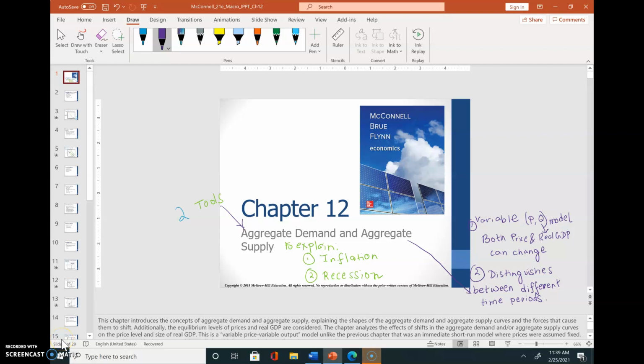Hey all, here I will explain the concepts of aggregate demand and aggregate supply. Just to let you know, these are the two tools which we will use to explain inflation and recession. This is a variable price output model. That means both price and real gross domestic product can change in this model. And we can look at different time periods when we look at the concept of aggregate supply.